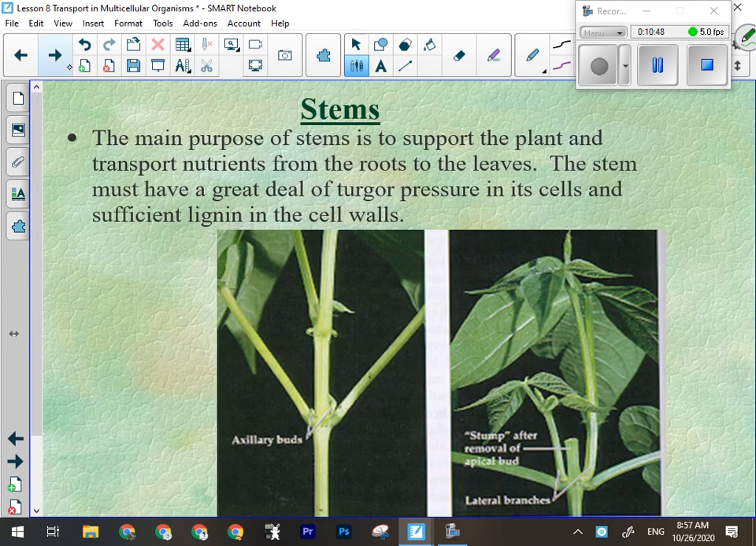Okay, the stems. Main purpose of the stem is to support the plant, to support its growth, to get it above the other plants, things like that. And it's also to transport, because that's where your phloem and xylem are. That's where all the tubes that conduct water and sugar and stuff are going to be found in the stem. There's going to be a lot of lignin in there if this is a type of plant that has more of a woody structure to it. If it's more of a fleshy plant, then there won't be as much lignin.